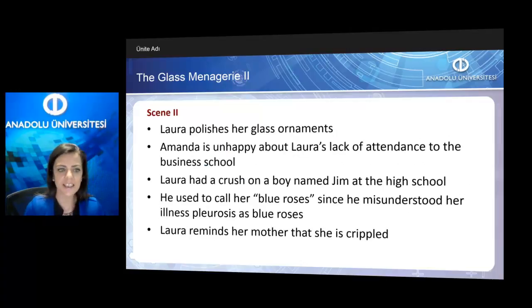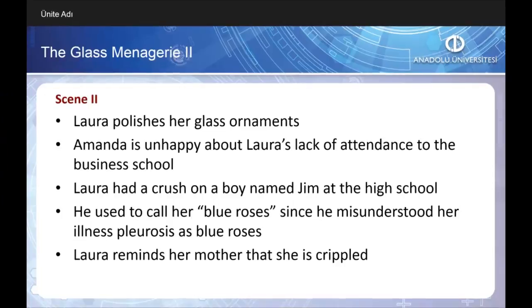In the second scene, we see Laura polishing her glass ornaments. She has a glass menagerie full of animal ornaments, little glass animal figures. And Amanda is very unhappy about Laura's lack of attendance at the business school. She learns that due to lack of attendance, Laura had to quit school.